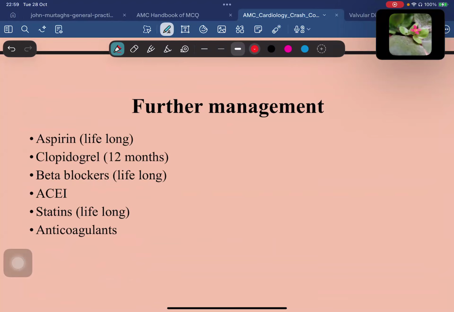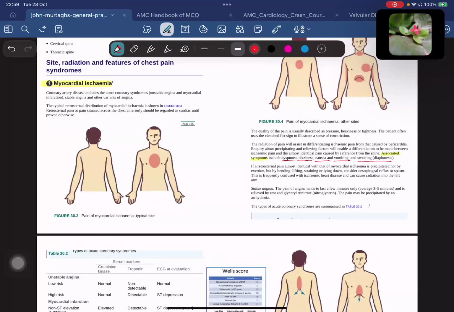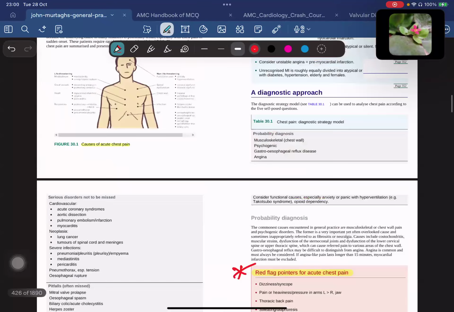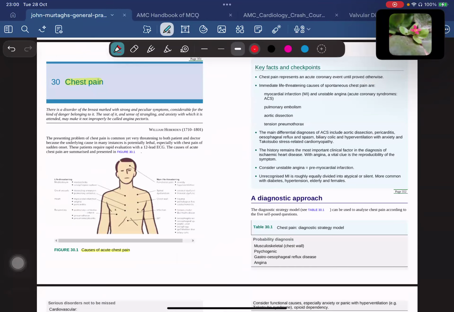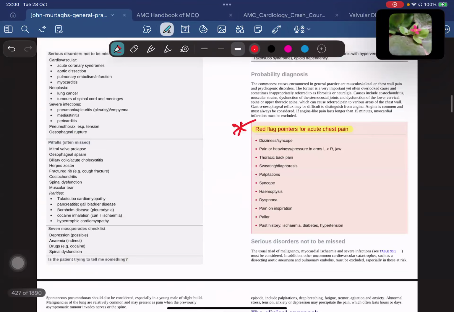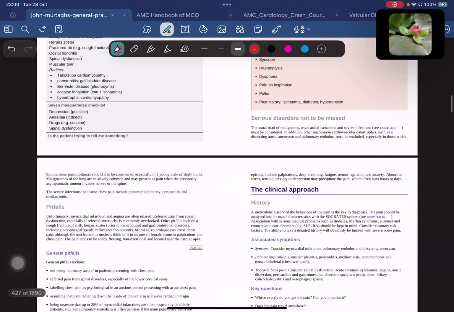For further management, these are quite basic. So you just remember you can give aspirin, clopidogrel, beta blockers, ACE inhibitors, statins, and anticoagulants. Those things are for further reading. And I would suggest you all read this in John Murtagh, 8th edition. It's in the chest pain chapter. Try to read all these important points, maybe the red flags of acute chest pain.